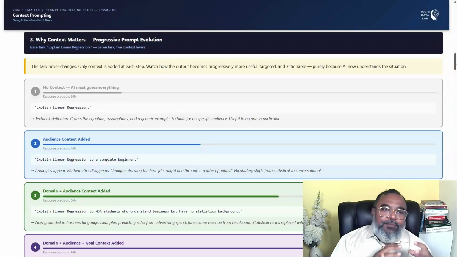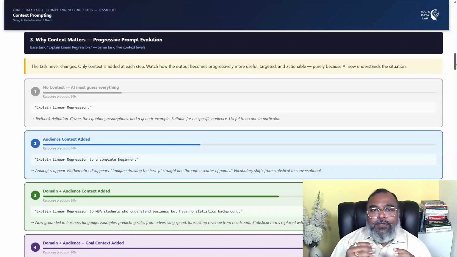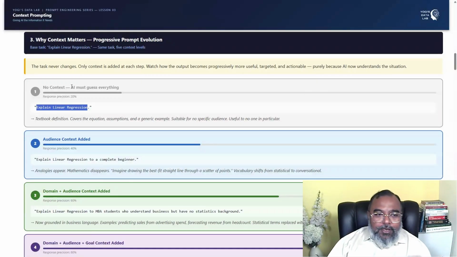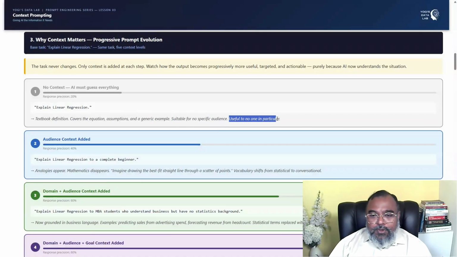Now, why does context matter? Context matters because it helps you evolve the prompt to give you answers related to the situation you're actually working from. Let us say that you give the example, explain linear regression. Now, if you see here, there is no context. It's just a simple question, explain linear regression. So what does it do? It gives you a textbook definition. It covers the equation, assumptions, and a generic answer or an example maybe suitable for a specific audience and useful to no one in particular. Well, it is very generic, so it might not be useful to anyone in particular.